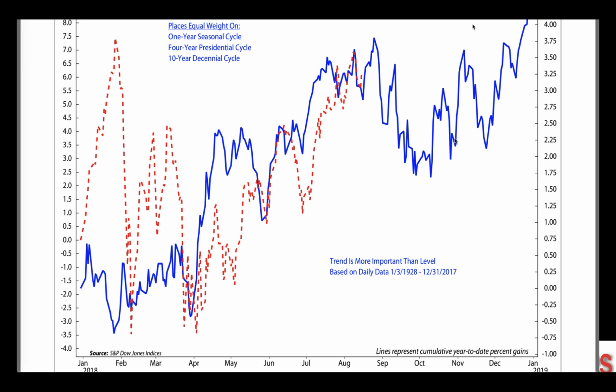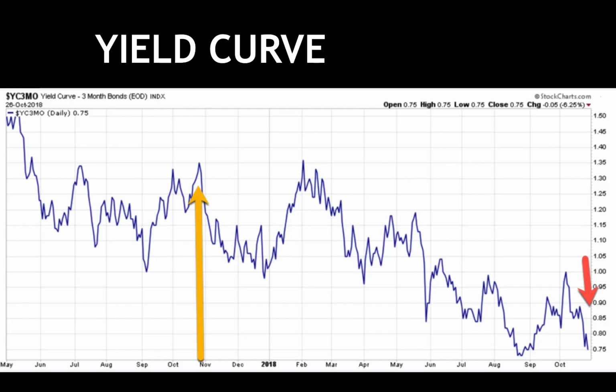I think when I put it all together, I'm looking for this market to rebound this week. But it won't look like the bull market's back again. We'll move down again in November, then we'll start to move higher.